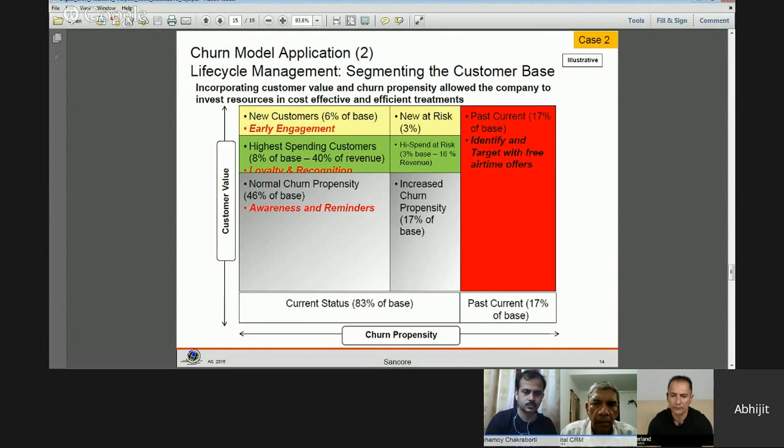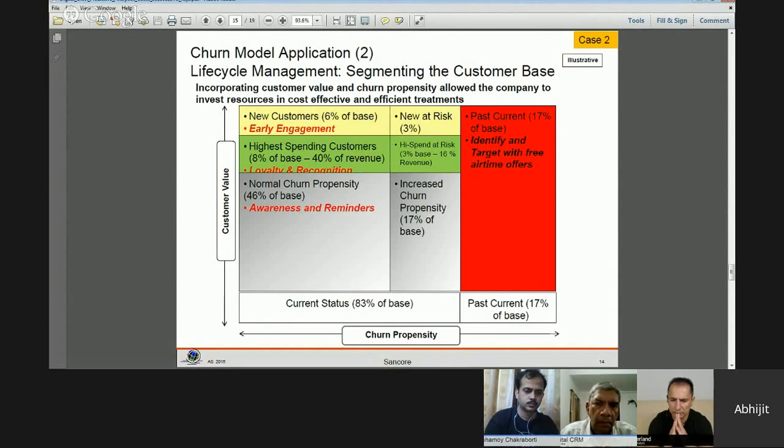So let's say the new customers are 6% of the base, and with those we'll do a particular strategy called early engagement. And let's say the highest spending customers are 8% of the base and they contribute 40% of the revenue, which is typical, right? That's the Pareto rule. We'll come up with loyalty and recognition programs. So this allowed the company, rather than doing one-size-fits-all strategies, to divide the customer pool and come up with continuous programs targeted at a very specific combination of customer value and churn propensity.